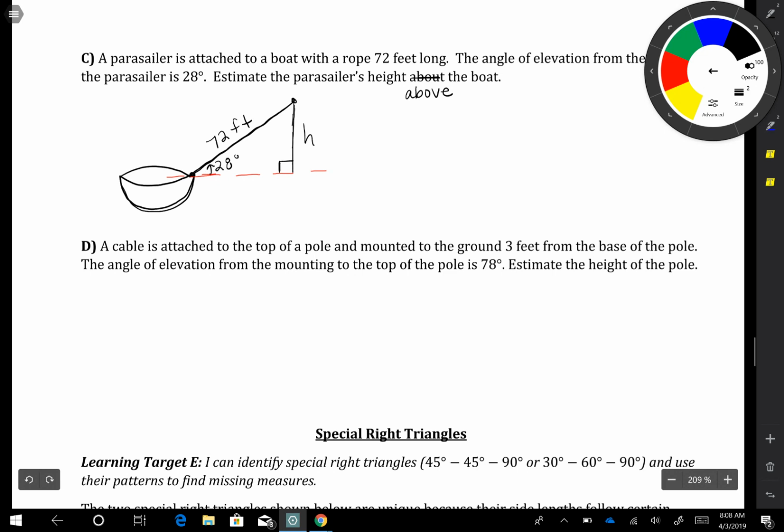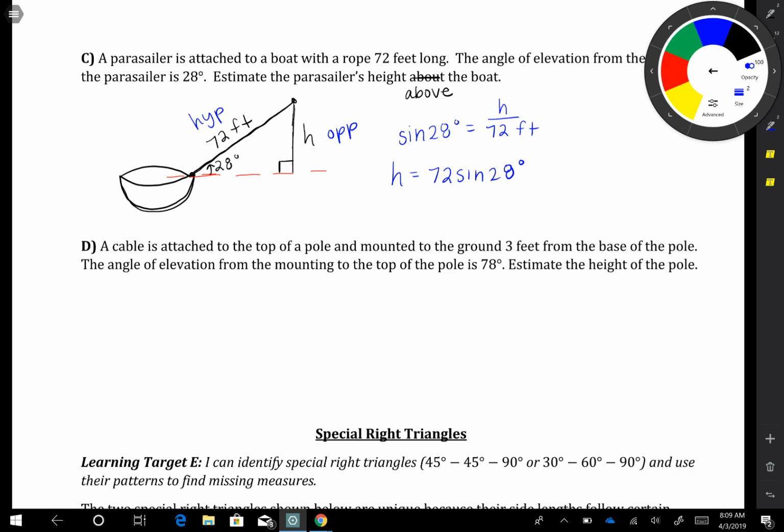All right, let's set up an equation. From that 28-degree angle, h is opposite, but my hypotenuse there is what's given to us. So now we are not using tangent, we're going to use sine. So sine of 28 degrees equals h over 72 feet. So to solve for h, we're going to multiply by 72. So in our calculator, we're going to type 72 times the sine of 28 degrees. And we get that the parasailer is approximately 33.8 feet above the boat.